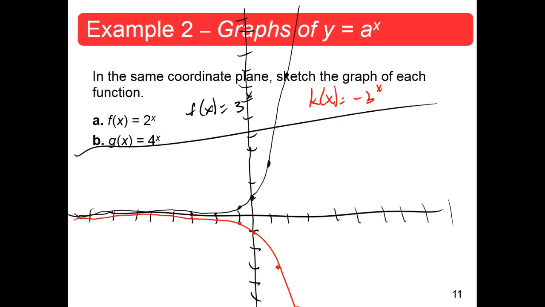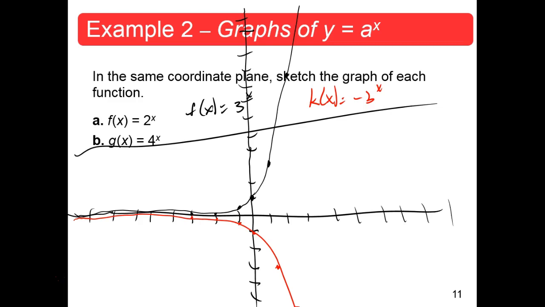Now, you might say, wait a minute, I thought that the a could not be negative. Remember why I harped on that and harped on that? Well, this isn't negative 3 raised to the x. This is negative 3 to the x. The 3 is still positive. It's just the whole function is negative. That's why we can reflect it that way.